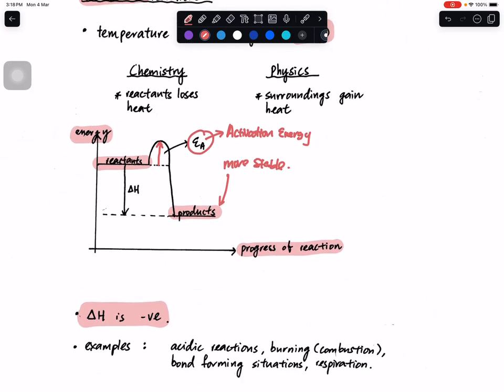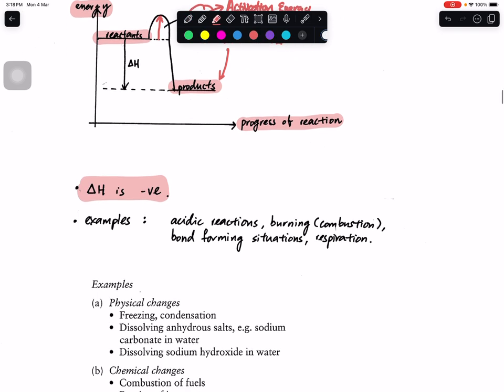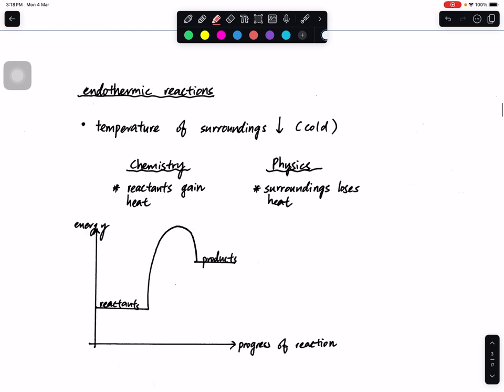So what kind of reactions are exothermic in nature? Nearly all the reactions that you know: acidic reactions, combustion, respiration, and anything that naturally forms bonds. All these are exothermic in nature. If you're okay with that, let's move on to the next part. Let's talk about endothermic reactions.